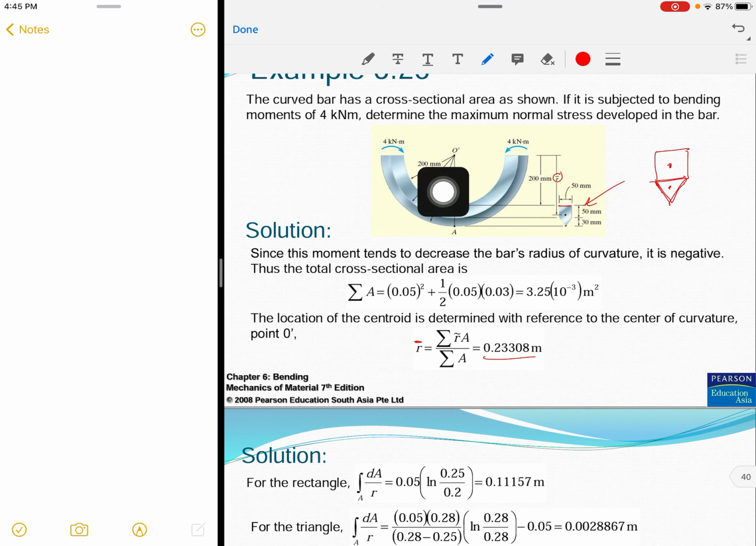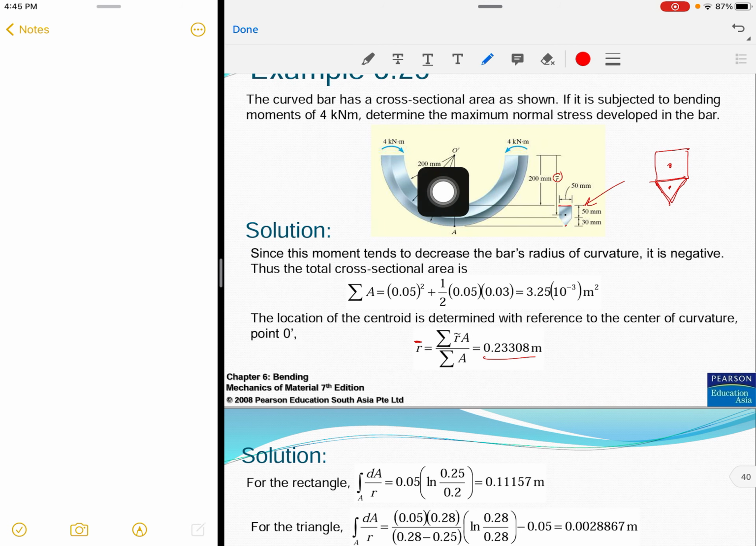So we use the formula right here, R2 over R1. So B, what is B? B is the width, which is 50 millimeter or 0.05. So we get the value for this component. What should I call this component? The integration. The integration is equal to 0.11157.